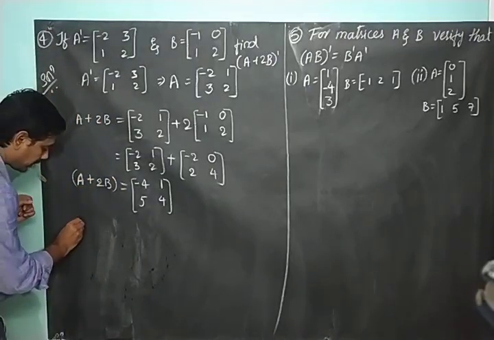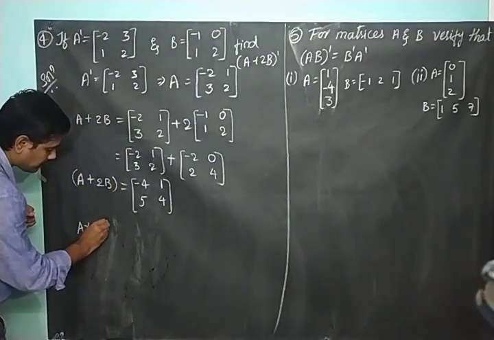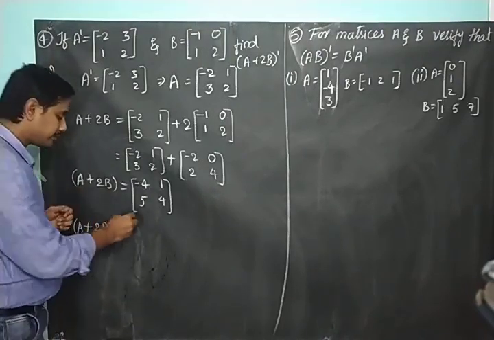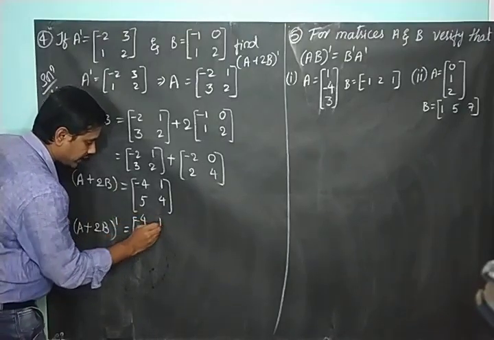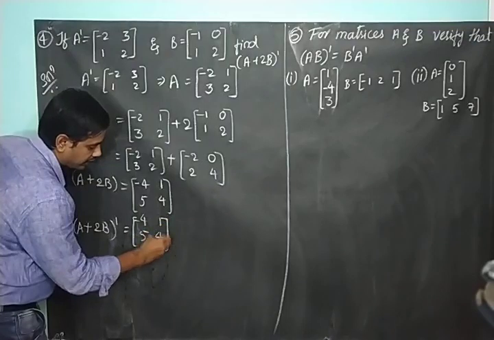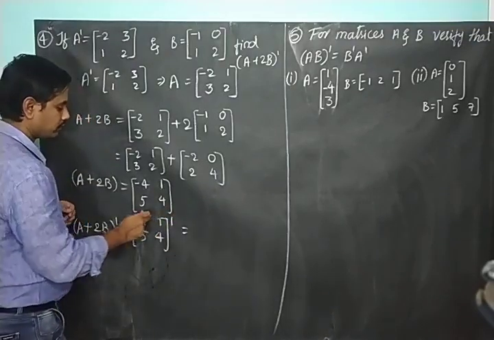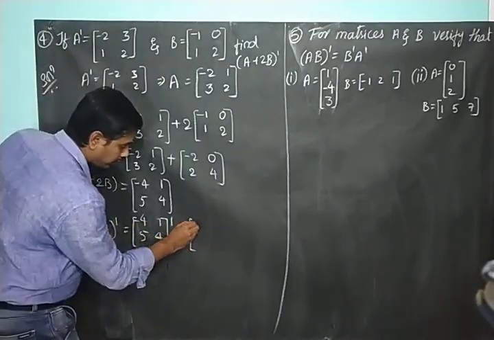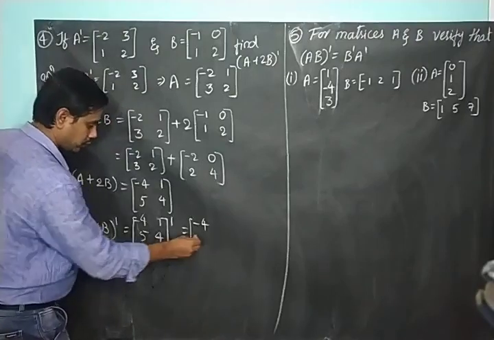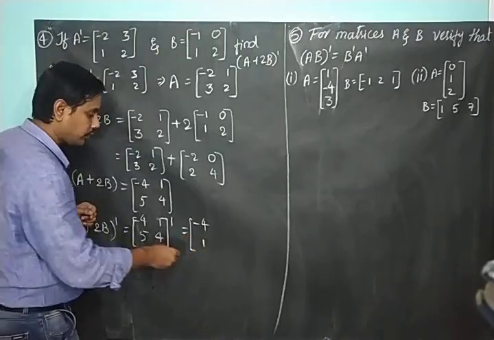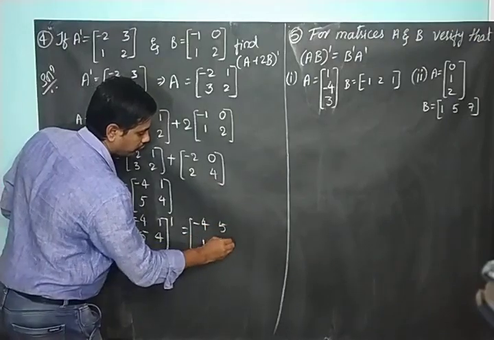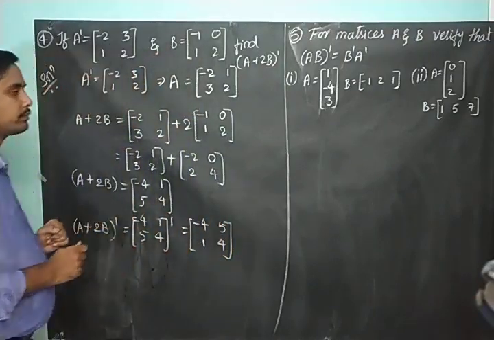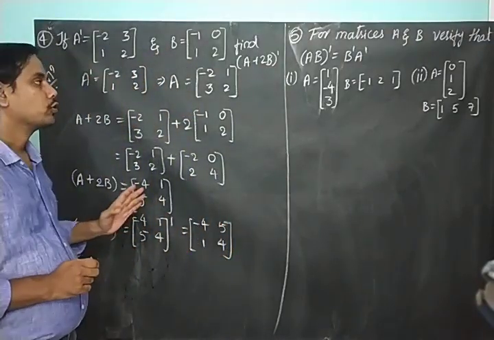Right? So (A plus 2B) transpose. We know that A plus 2B is minus 4, 1, 5, 4. So its transpose will be, okay, writing rows as columns. The first row should be written as the first column, minus 4, 1. The second row is written as the second column, 5, 4. This is the required value for (A plus 2B) dash. Okay, fine. I hope this is understood.